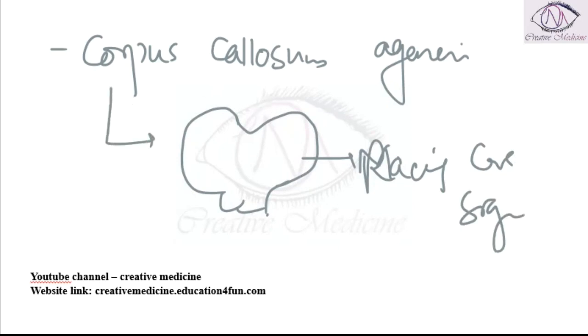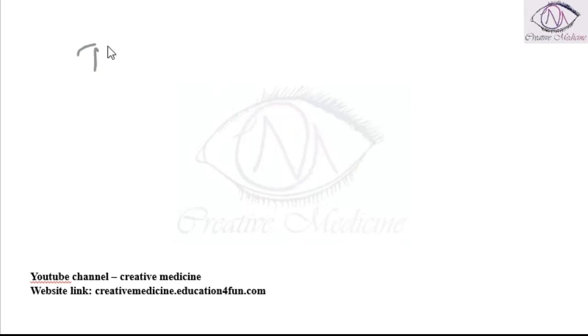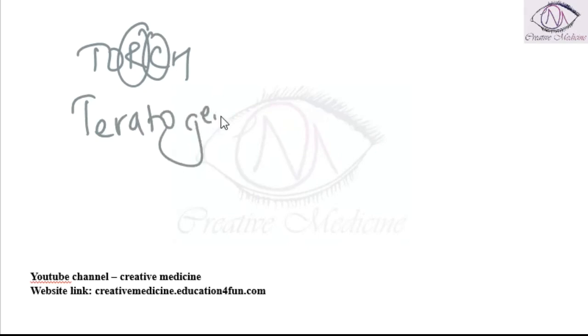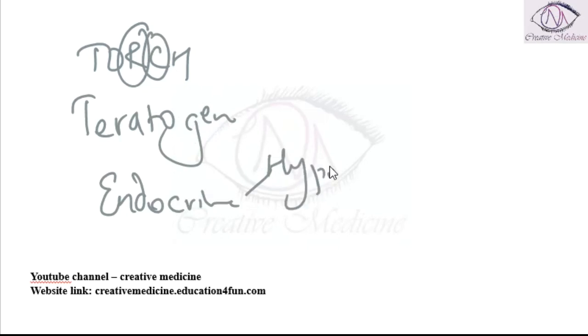Other diseases, like there are TORCH infections like rubella and cytomegalovirus, exposure to teratogens is seen, and endocrine disorders like hypopituitarism, hypothyroidism, and growth hormone defects are also seen.